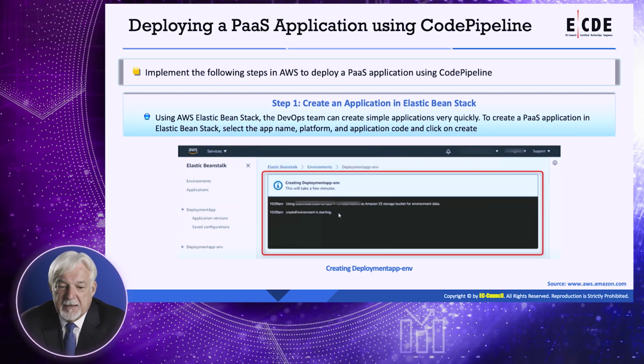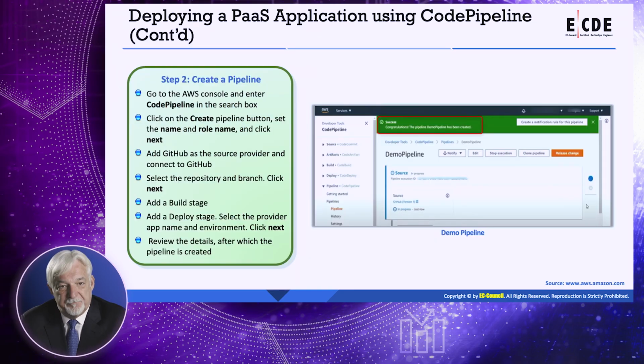To create a platform as a service application in Elastic Beanstalk, you'd select the app name, platform, and application code and click on Create, as you can see in the graphic there. And here we created the deployment app environment. So step 2 is creating a pipeline.